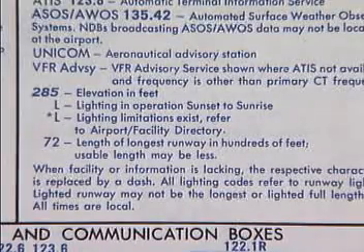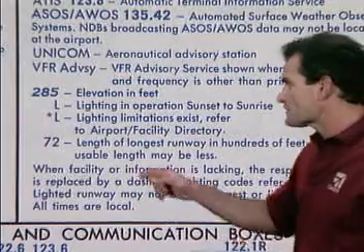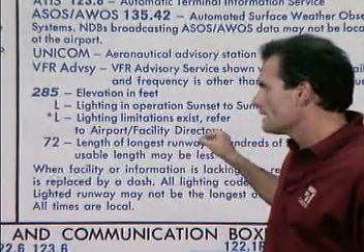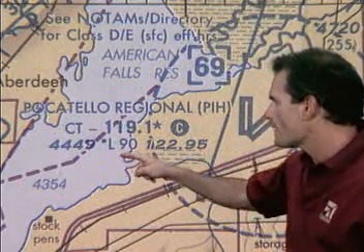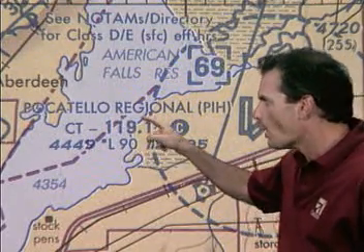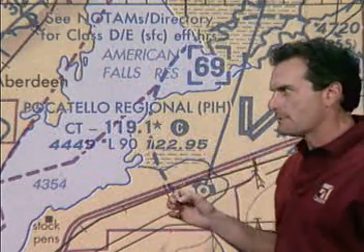As we see in the legend, L stands for lighting in operation sunset to sunrise. If it has an asterisk, like this one does, it means the lights are not on all night, and we must refer to the airport facility directory to find out how to turn them on or find out when they are on. The next item is the length of the longest runway in hundreds of feet. In this case, it's 9,000 feet at Pocatello Regional. And the last item, a radio frequency, we've already talked about. It's the Unicom frequency. You could use that frequency to call the fixed base operator for fuel.